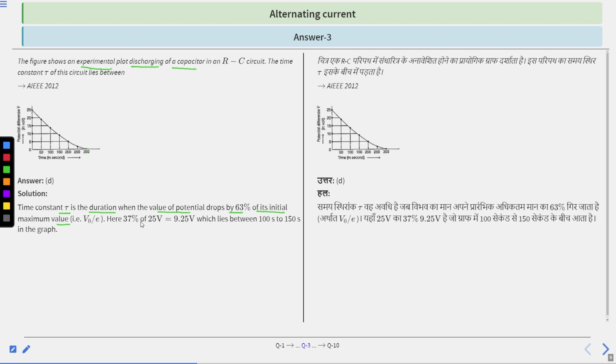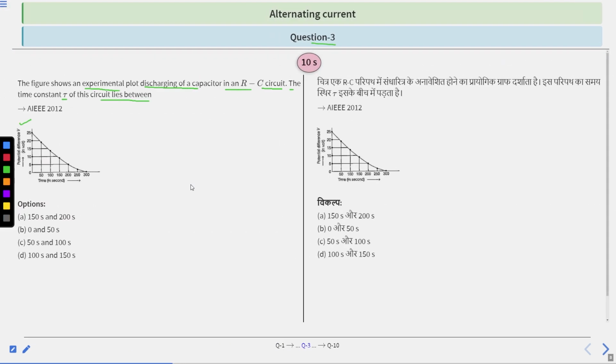of 25 volt, which is equal to 9.25 volt, which lies between 100 second to 150 second in the graph. Clear? 100 second to 150 second, this range. 9.25 lies here. So the correct answer is 100 second to 150 second. This one, option D is correct. Clear?